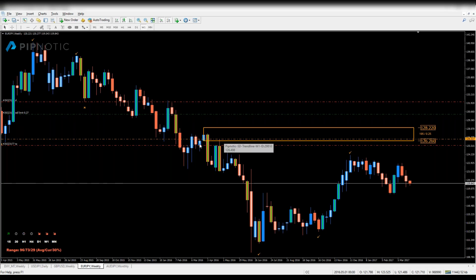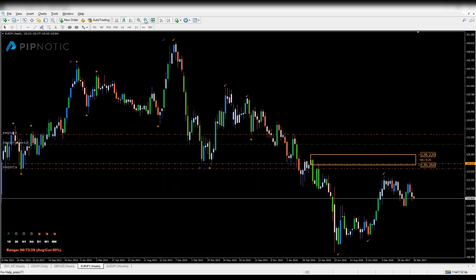I might take a stab at that, but this has been tested once. Right here, this one here is still untested, so I like this one better. But again, that's pretty far away from price, so we'll have to wait and see what happens there.